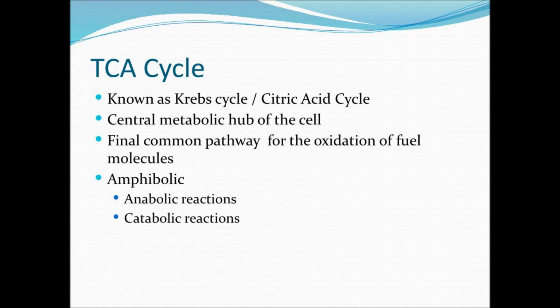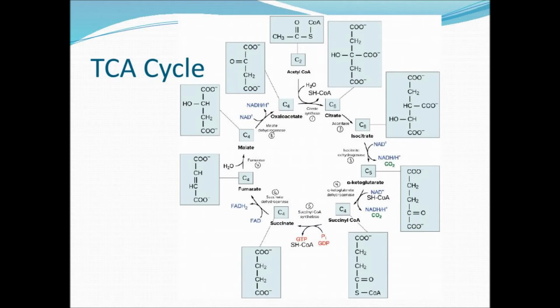The amphibolic roles of the TCA cycle in metabolism. Tricarboxylic acid cycle, also well known as the Krebs cycle and citric acid cycle. The TCA cycle is the central metabolic hub of the cell. It is the final common pathway for the oxidation of fuel molecules such as amino acids, fatty acids and carbohydrates. The TCA cycle is also amphibolic, which means it undergoes both anabolic reactions and catabolic reactions.